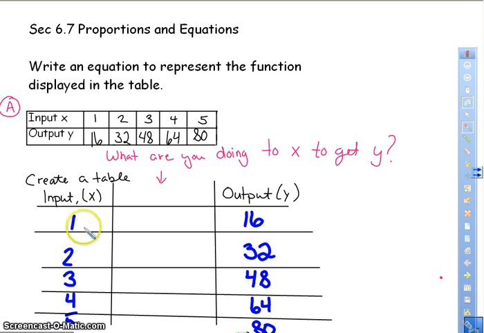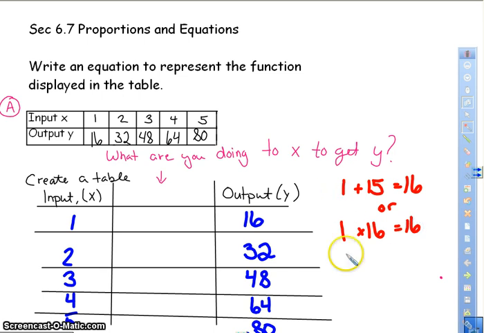Okay, now because it's starting as a smaller number, I know I'm either adding or I'm multiplying. If you're going from a larger number to a smaller number, you'd be either subtracting or dividing. So I know that I'm either taking 1 and adding 15 to it, which would give me 16, or I'm taking 1 and multiplying it by 16 to get 16. Okay, it's one or the other.